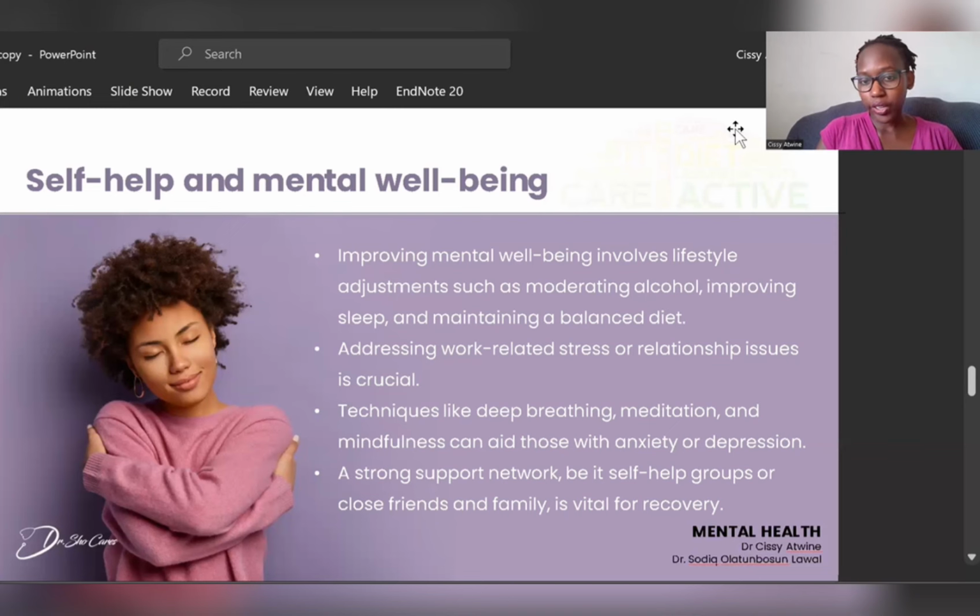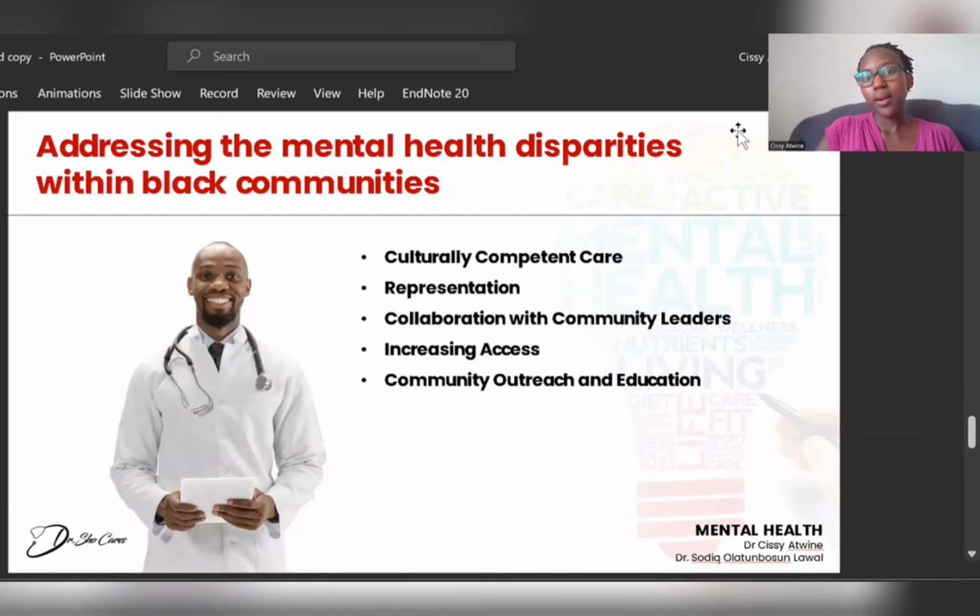A strong support network is really important. So really plug into the community that you have around you. Don't self-isolate. So how are we going to address the mental health disparities within Black communities?